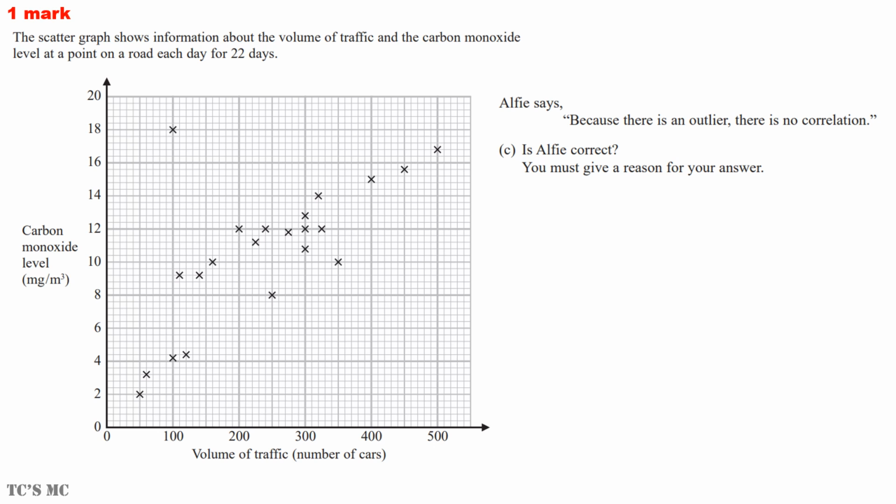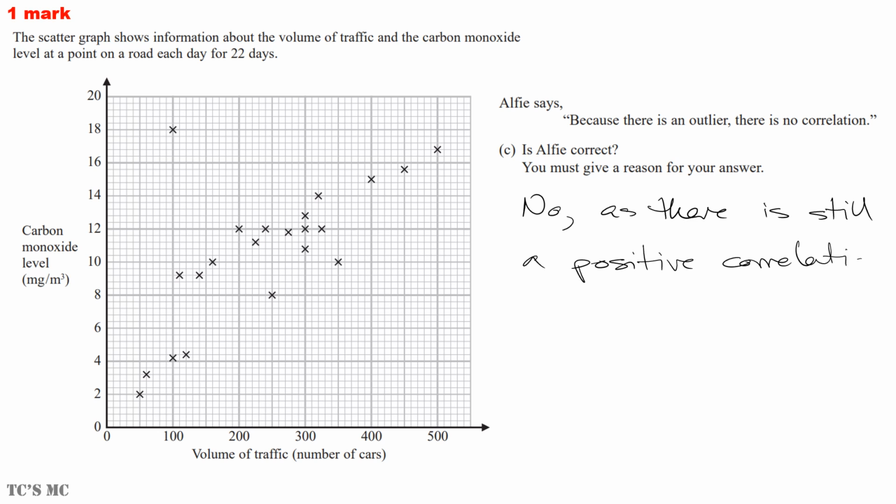Alfie says, because there is an outlier, there is no correlation. Is Alfie correct? You must give a reason for your answer. We will say no, as there is still a positive correlation. And now we have 1 mark.